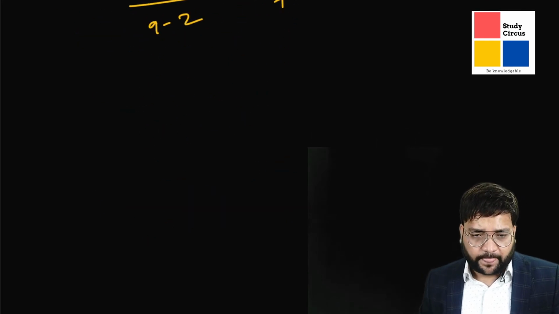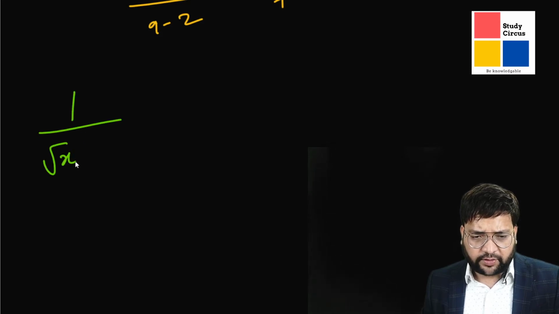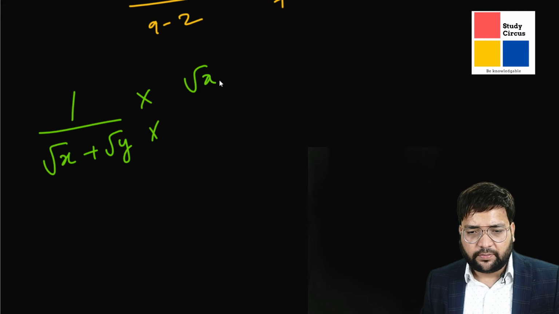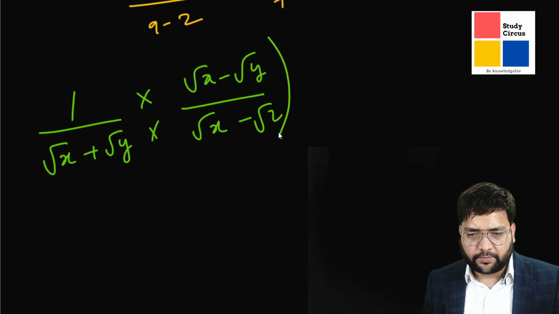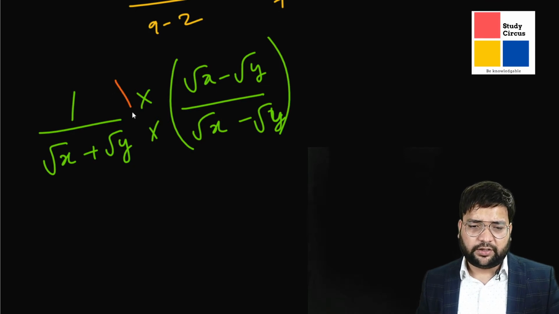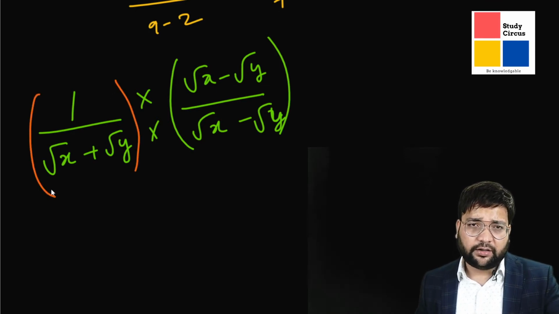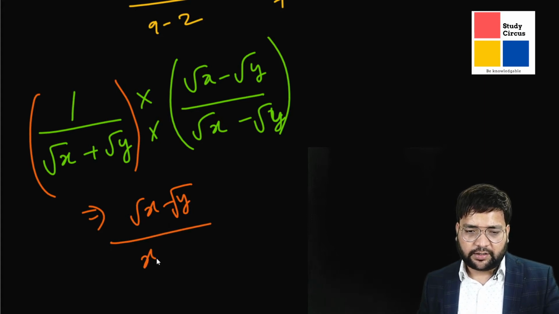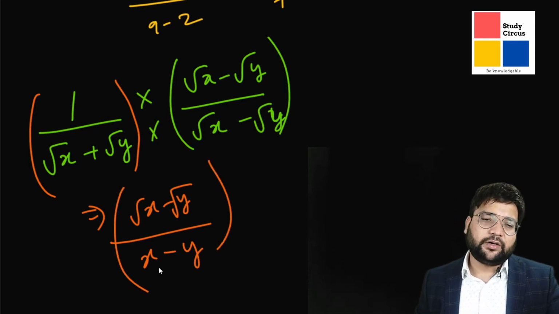Another form can be like this: 1 by square root of some number x plus square root of some number y. How to rationalize this? Again, very simple. Multiply by root x minus root y upon root x minus root y, so this is 1. We are multiplying by 1, so we are not changing anything. This makes the denominator rational: root x minus root y upon root x whole square, that is x, minus root y whole square, that is y. So this is the rationalized form where the denominator is now a rational number.